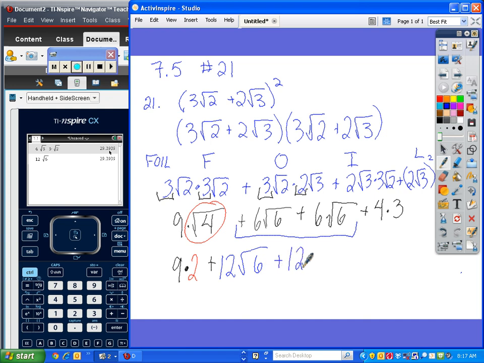Question? Where did I get 4 times 3? It's 2 square root of 3 times 2 square root of 3. So 2 times 2 would be 4 here, and then square root of 3 times square root of 3 would be square root of 9, or 3.